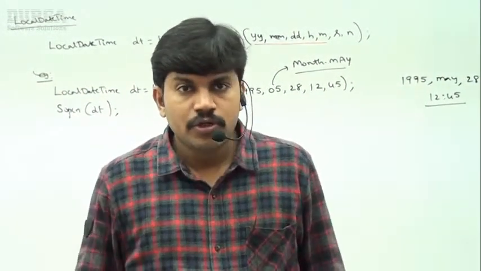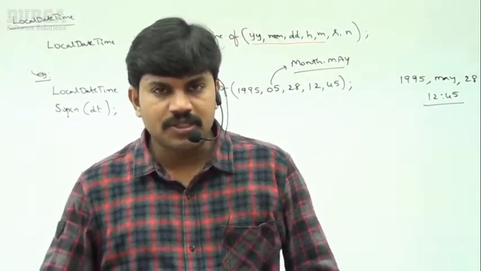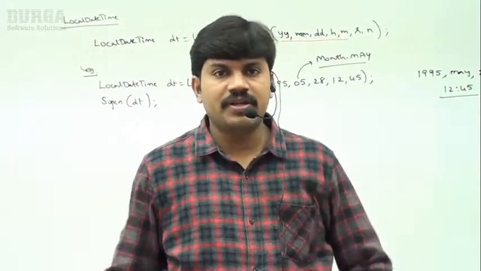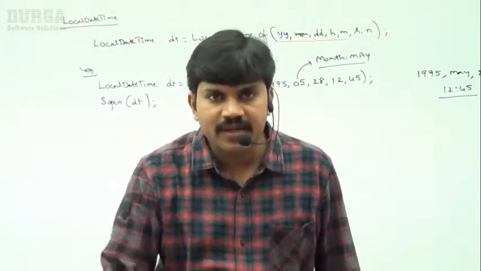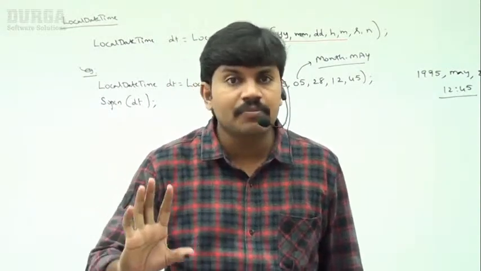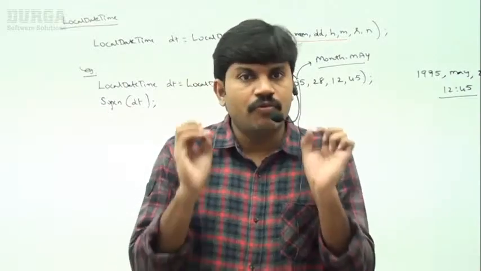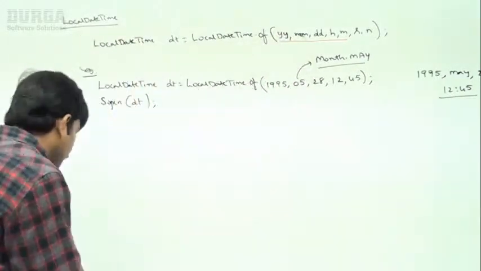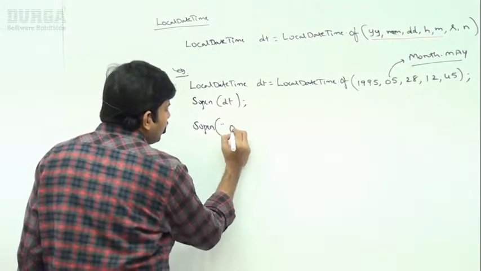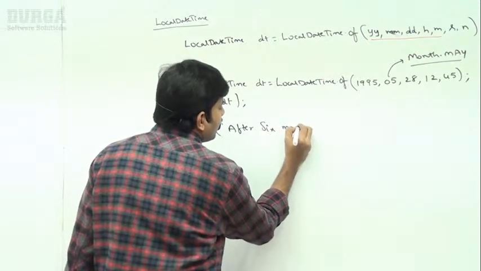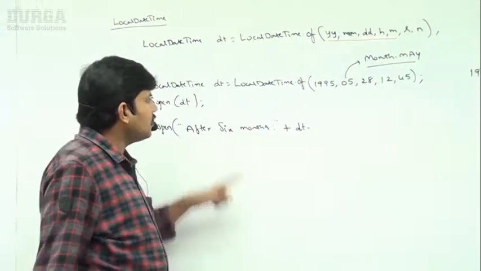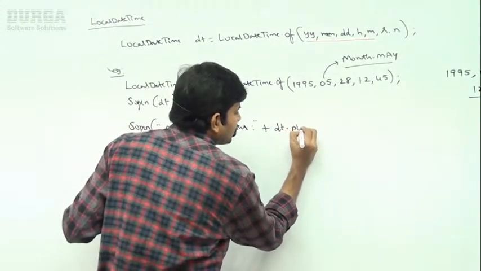Once you have created a LocalDateTime object to represent a particular date and time, after 6 months, what is the date? Before 6 months, what is the date? After 10 days, what is the date? Before 10 days, what is the date? After 10 years, what is the date? There are multiple methods available inside the LocalDateTime class, right? Just before 6 months, after 6 months, what is the day I want to spell out? I want to show date and time. My requirement is System.out.println after 6 months. After 6 months, what is the day? dt, this dt already present, dot plus months.